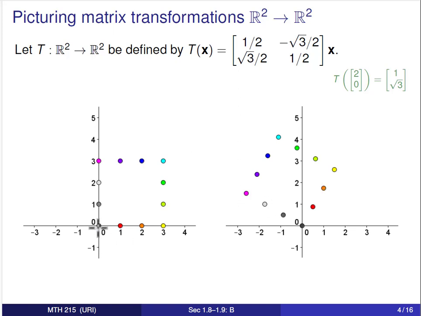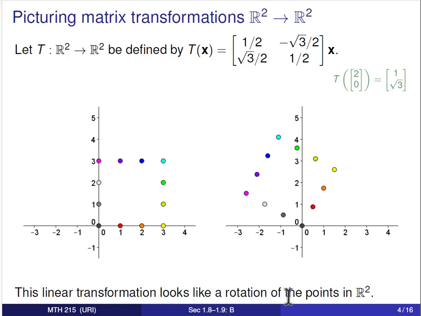Now, the use of color helps us to see which points go with which. And you can imagine that what this matrix transformation does is it rotates the points in R2. For some reason, these numbers, 1/2, minus square root of 3 over 2, square root of 3 over 2, and 1/2, have the action of rotating everything by about 60 degrees, it looks like.